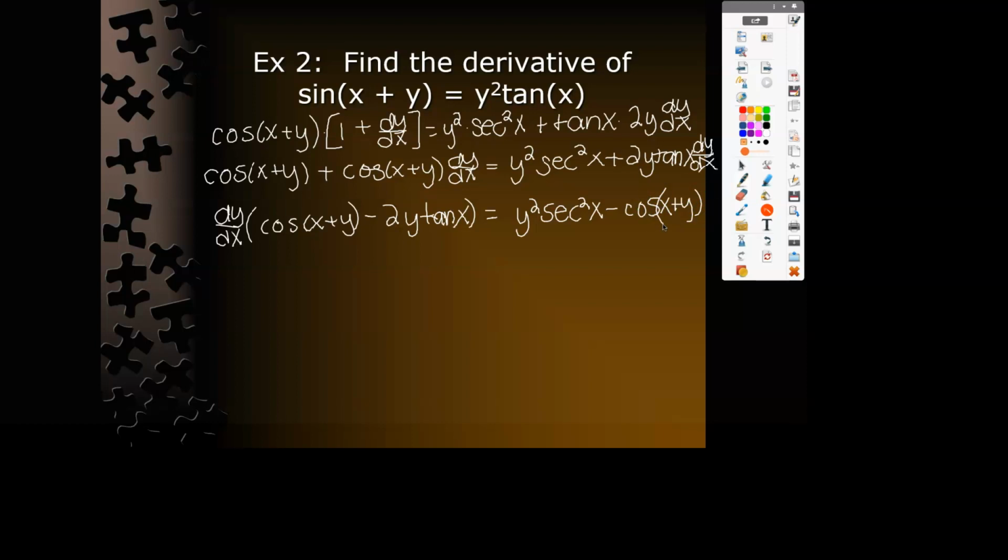So here's where you have to be really cautious. You want to make sure you put the cosine x plus y with parentheses around your x plus y. We have a tendency to lose those parentheses. You also want to make sure you're really cautious of your signs. When you move over the tangent, it becomes negative. When you move over the cosine, it becomes negative as well.